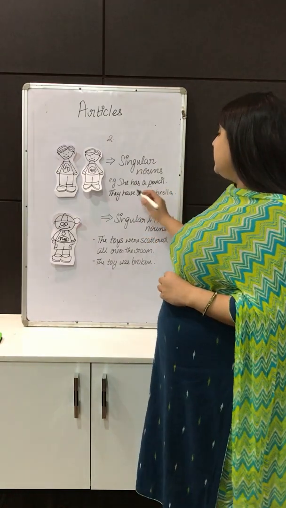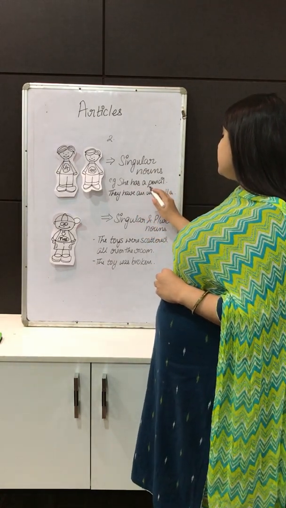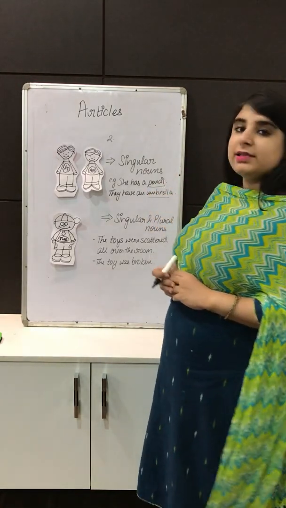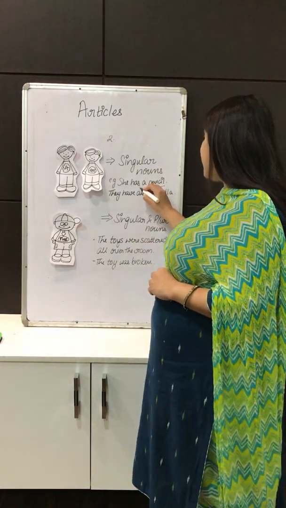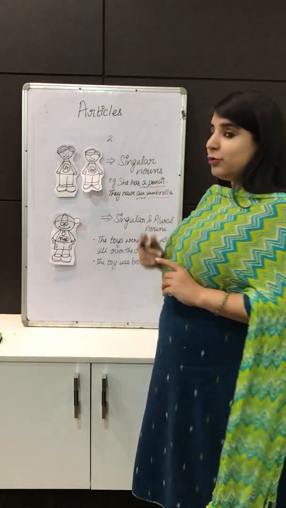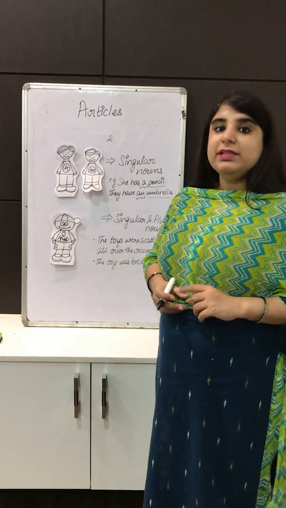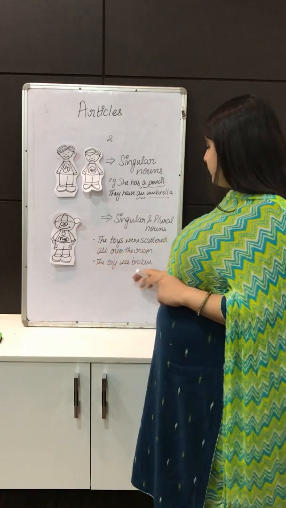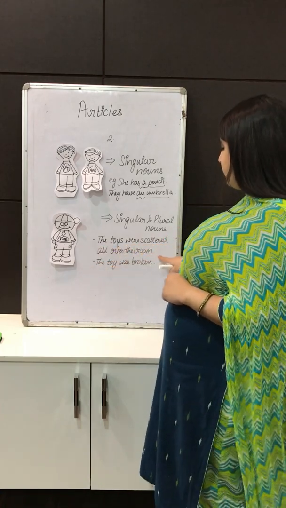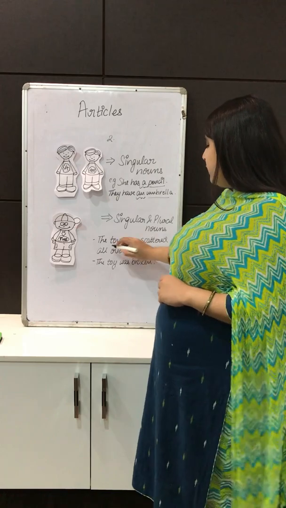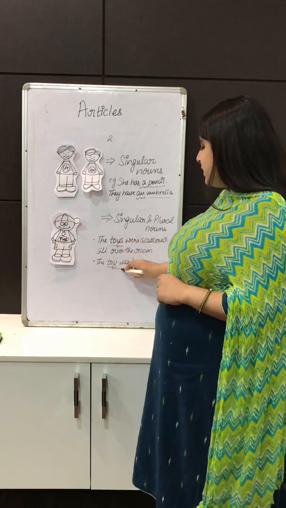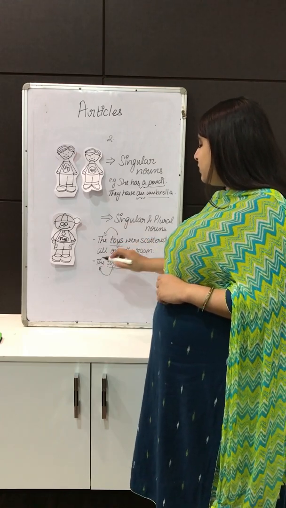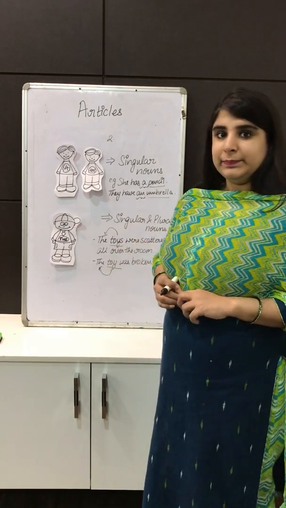So for example, here she has a pencil. Now pencil is a singular noun. Similarly, umbrella is a singular noun. So before that we have used a. I hope you know that a and an means one. Similarly, look at this particular example. The toys were scattered all over the room and the toy was broken. Here this is plural, here it is singular. So before that we have used the, and here also before the singular noun we have used the.